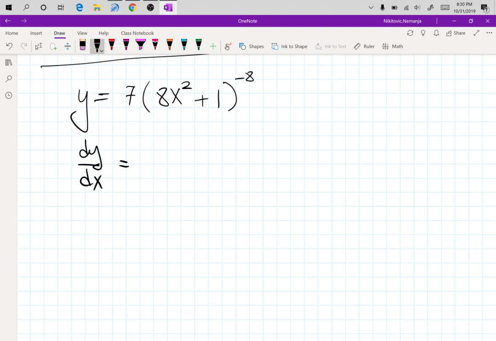Try. Take the derivative of the outside. Excellent. So it would be negative 56. Excellent. Then you copy everything the same. Minus 9. Yes, minus 9. Very good. Because it's minus 1. Minus 8 minus 1 is minus 9. Then you have to take the derivative of 8x squared, right? Which is 16x.